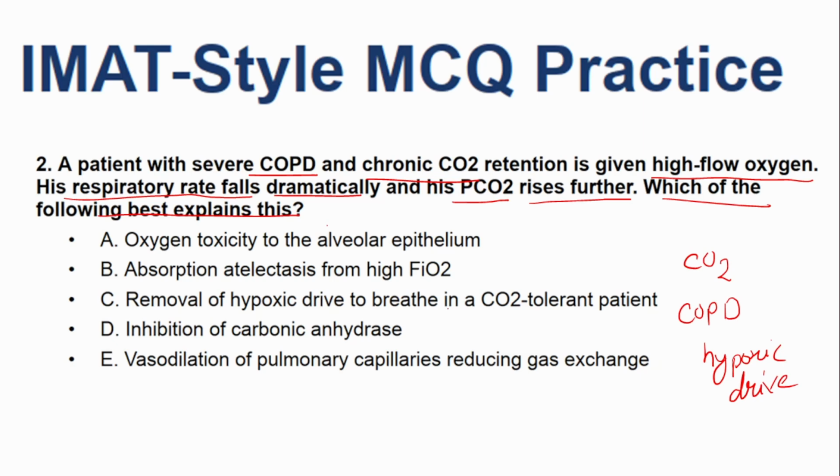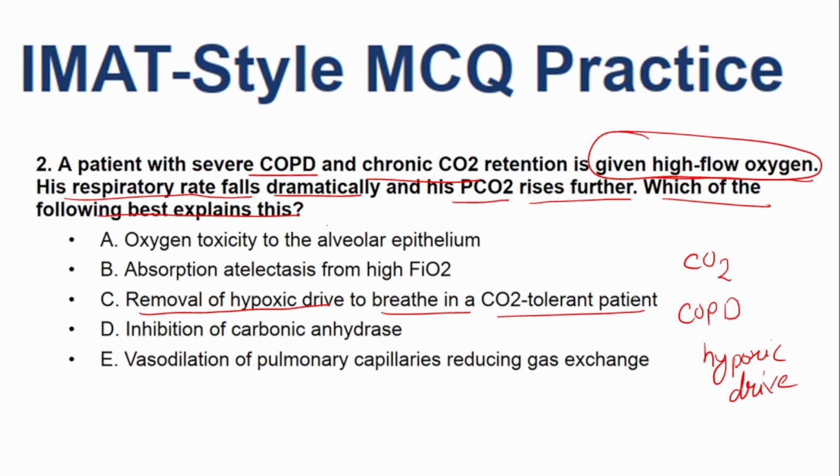When this patient is suddenly given high flow oxygen, the baseline hypoxia is rapidly corrected. Because the peripheral chemoreceptors sense that oxygen levels are now abundant, the brain concludes it no longer needs to work as hard. It essentially turns off the backup hypoxic drive. With the stimulus removed, the breathing rate plummets, trapping even more carbon dioxide. This directly points us to option C, the removal of hypoxic drive to breathe in a carbon dioxide tolerant patient.